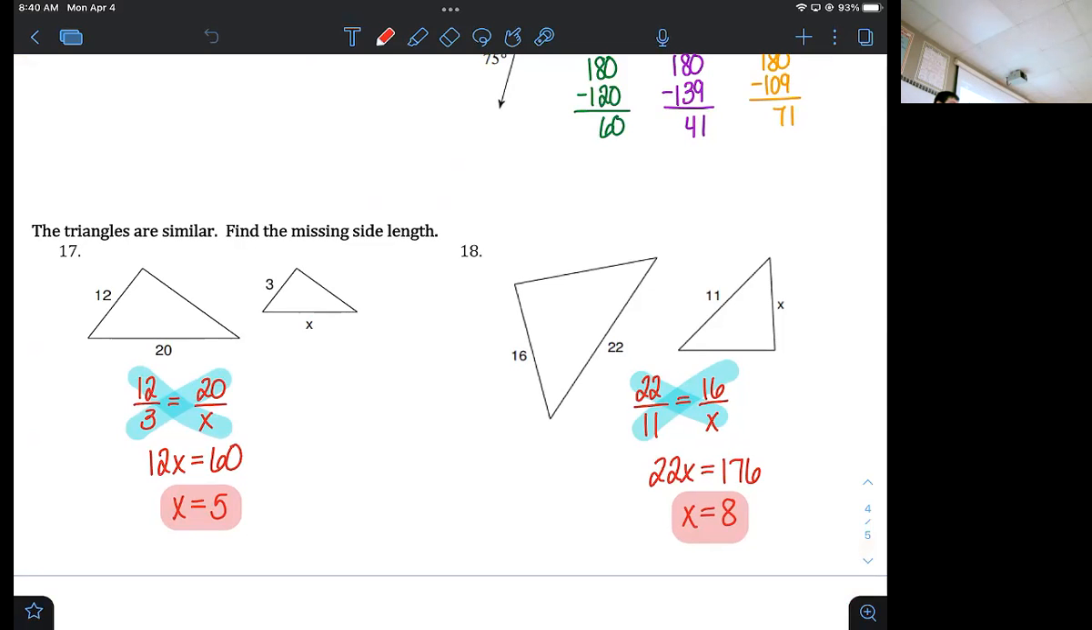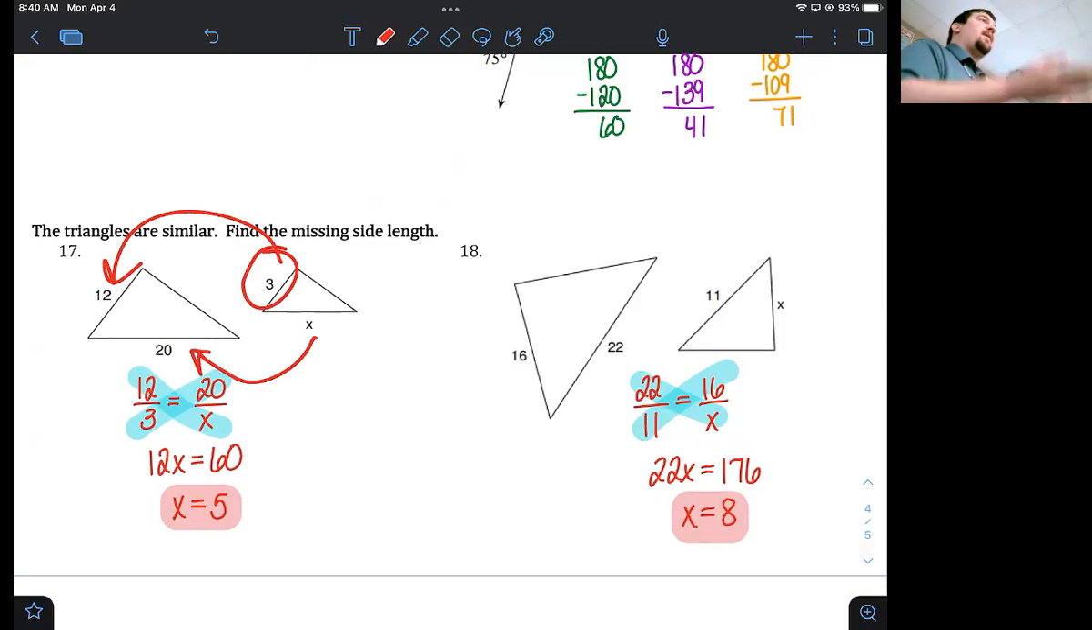We could set up a proportion, or we could just figure out what that factor is that they're multiplying by. So to get from 3 to 12, they were timesing by what? 4. So, okay, what times 4 is going to give you a 20 then? 5 times 4. Yeah, and that's exactly what we're going to do today.